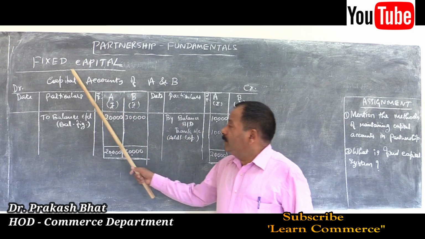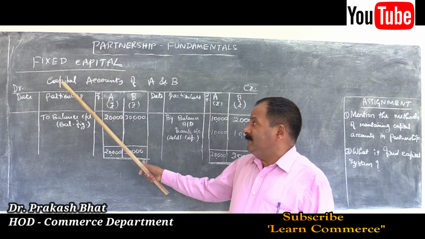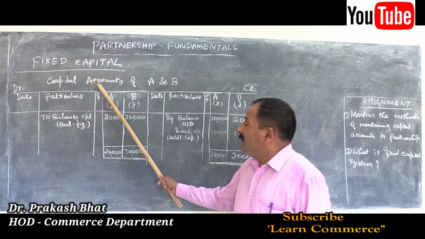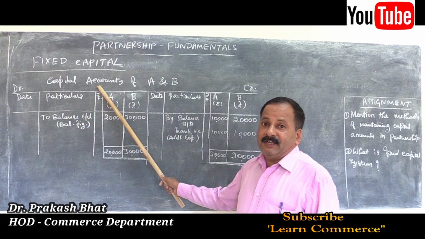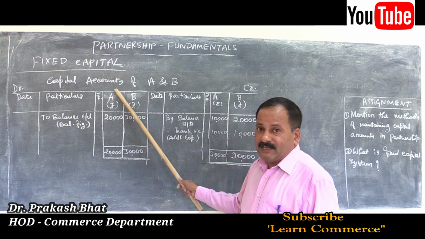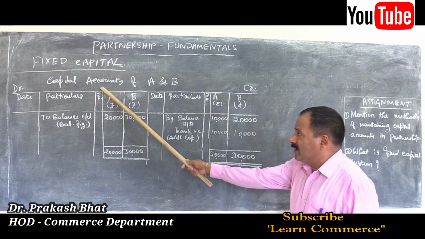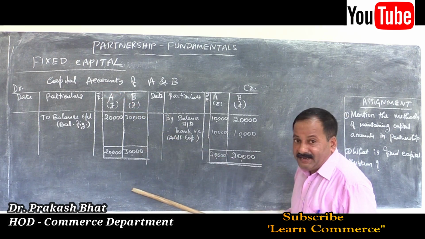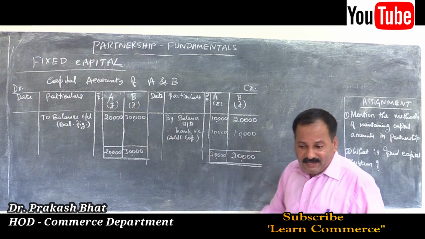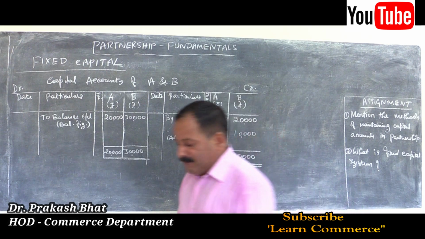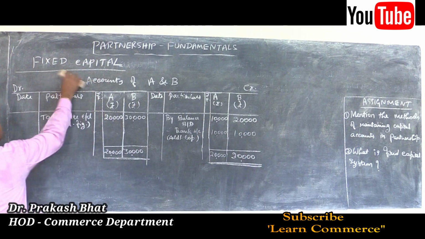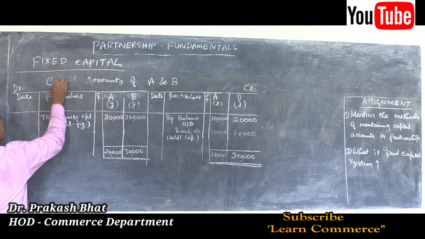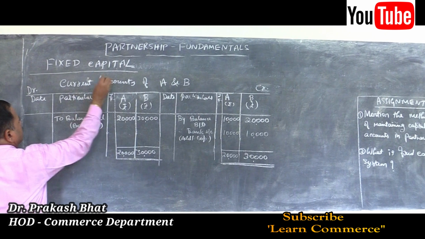Under the fixed capital system, the capital accounts are prepared now, and we have to prepare the current account. Let us make changes here itself. I will make changes here itself, and I will convert this into a current account. In addition to the capital account, we will prepare the current account here. So I will change here, and I will show you how it will appear. Capital accounts, I will make it current accounts of A and B.